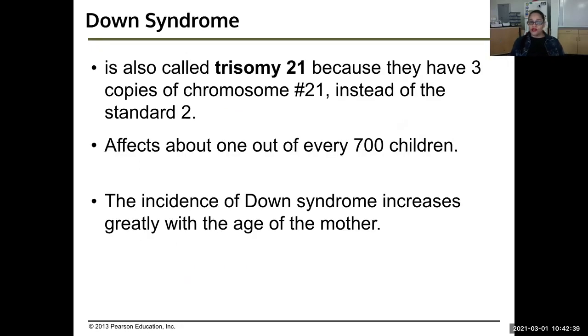Down syndrome is also called trisomy 21 because they have 3 copies of chromosome 21 instead of the standard 2. It affects about 1 out of every 700 children. And the incidence of Down syndrome increases greatly with the age of the mother. So if a woman gets pregnant when she is older, they always recommend an amniocentesis so the mother can be prepared just in case there's any of these disorders.